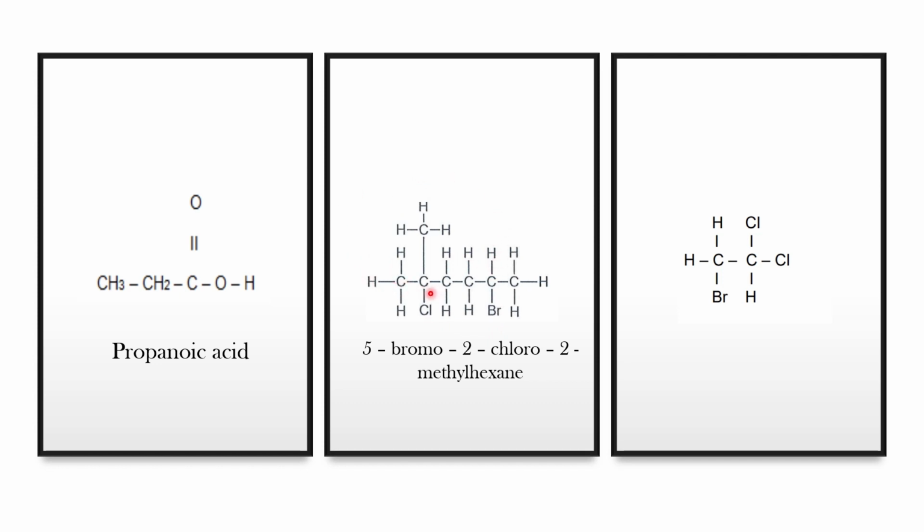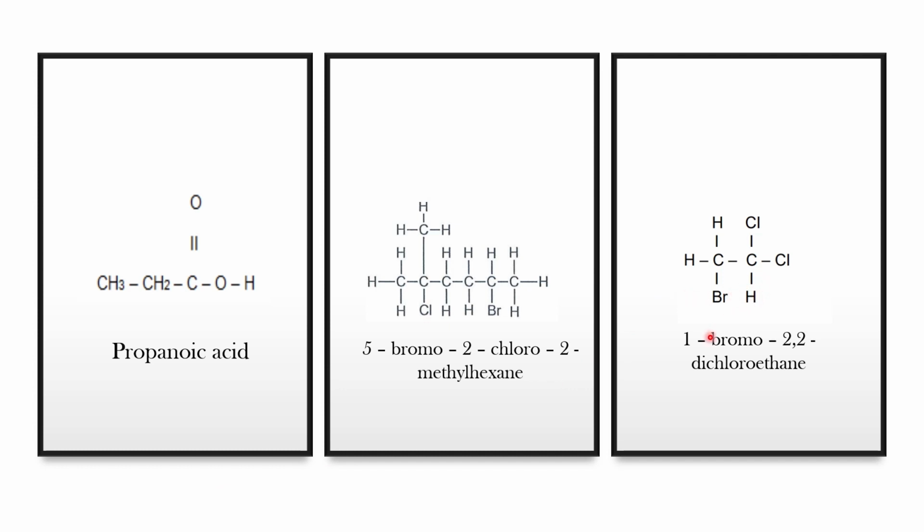1, 2 is where the methyls are. 2-methyl hexane. Then on the second one as well, there's a chloro. It's 2-chloro. And 1, 2, 3, 4, 5 is where the Br. Therefore, 5-bromo-2-chloro-2-methyl hexane.